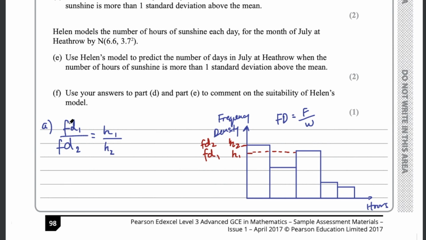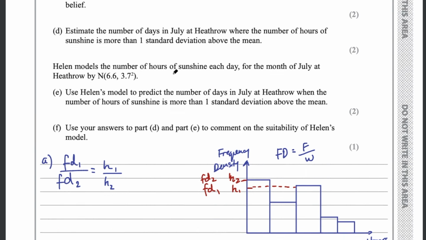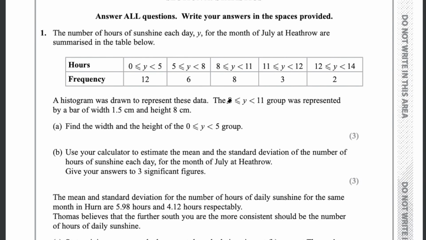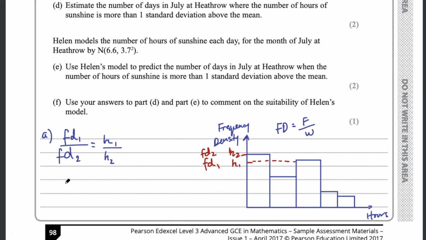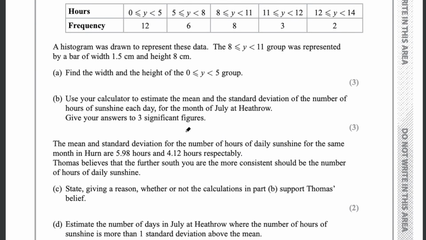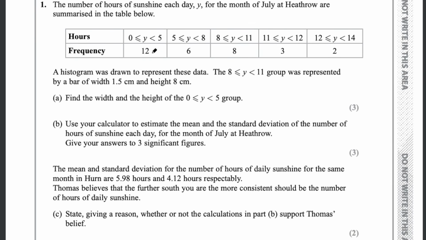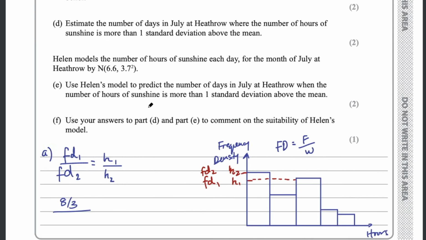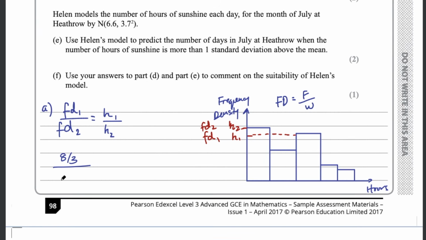We can work these frequency densities out, using frequency divided by the width. For the first one, the frequency density for this 8 to 11 group will be 8 divided by the class width, which is 8 to 11. So the class width is 3, so that frequency density will be 8 divided by 3. The frequency density for the second group, the 0 to 5 group they've asked us to find, will be 12 divided by the width of that group, so 12 divided by 5.